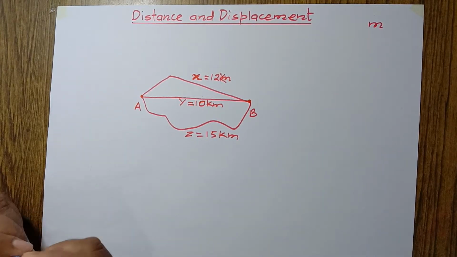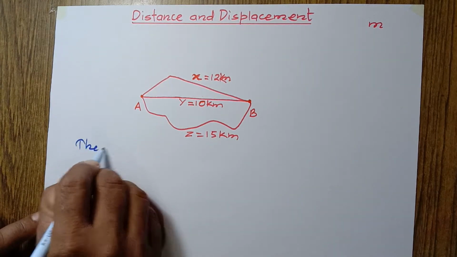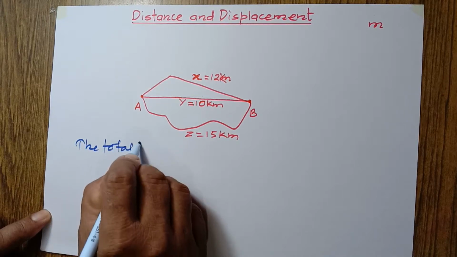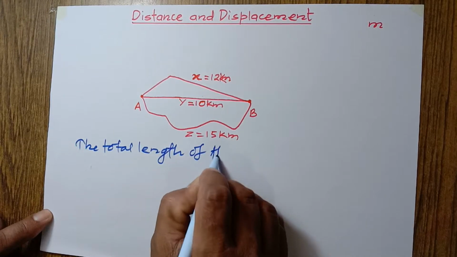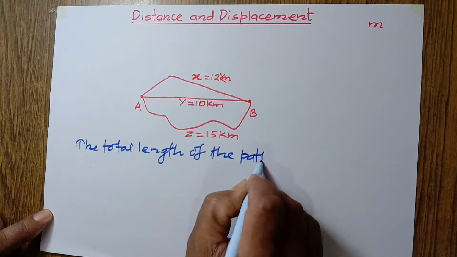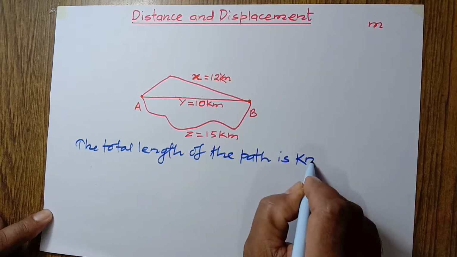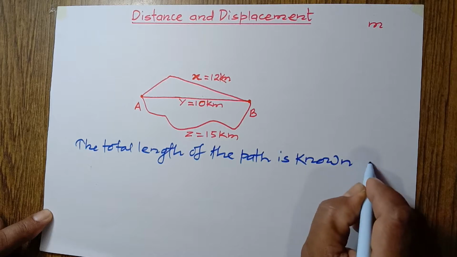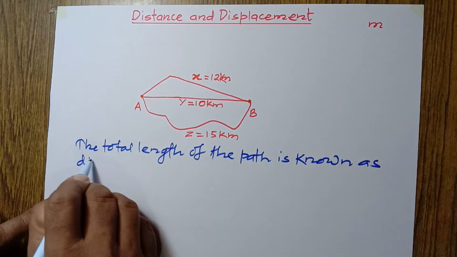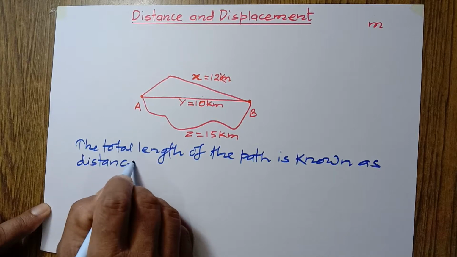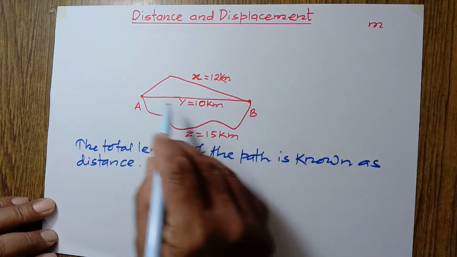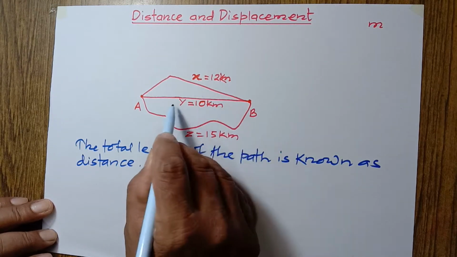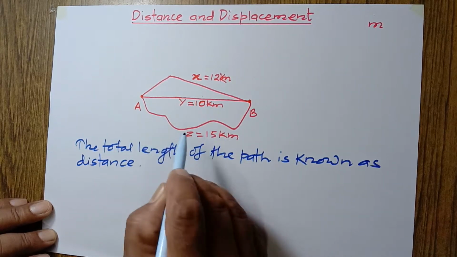And we can define the distance this way. The total length of the path is known as distance. And as I told you, the SI unit is meter, and this is the distance along the path X, this is the distance along the path Y, and this is the distance of the path Z.